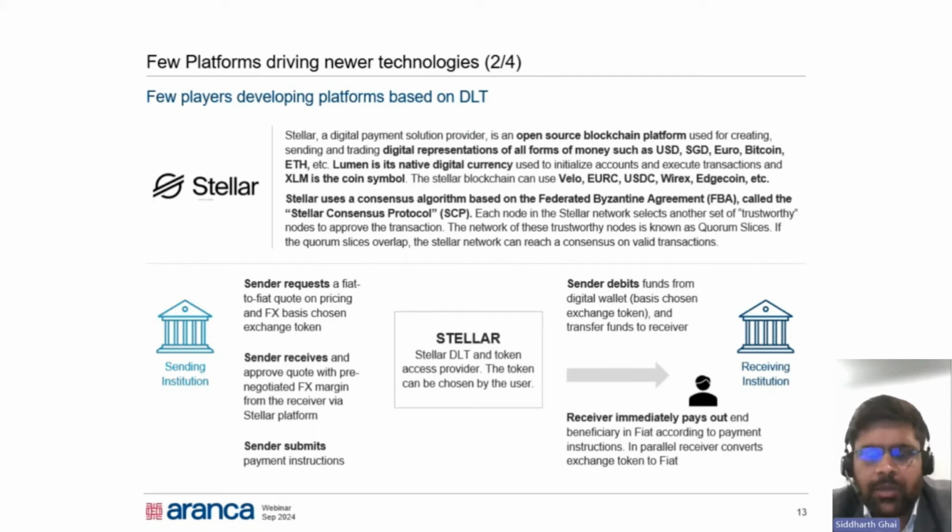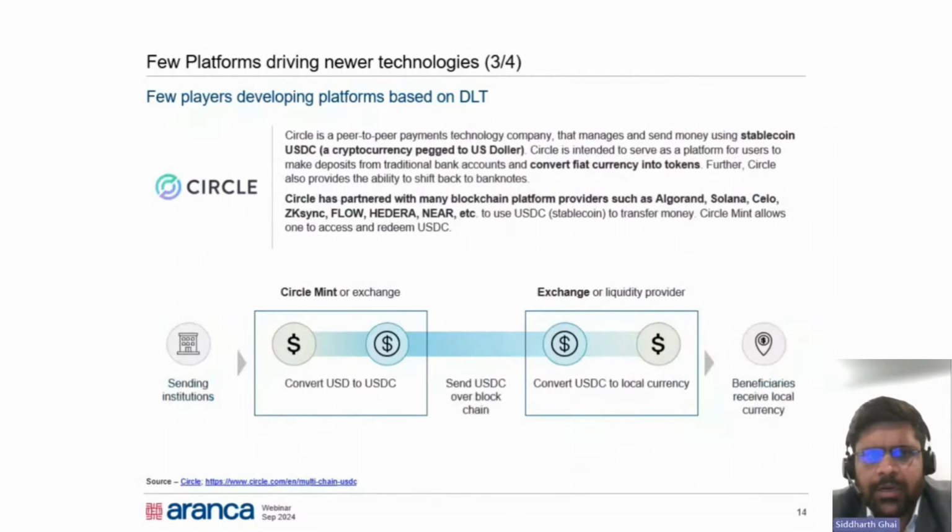Coming further, Circle is also one of the technology solution providers that provides the stable coin as the token to do the transaction between a sender and recipient. So here USDC is a type of token that is utilized by Circle, and it is a cryptocurrency pegged to the US dollar. So it converts the token, and Circle has partnered with many blockchain platforms such as Algorand, Solana, Celo. These are all the blockchain platform providers that Circle has on its platform. So you can choose from any of the platforms and do the transaction using USDC.